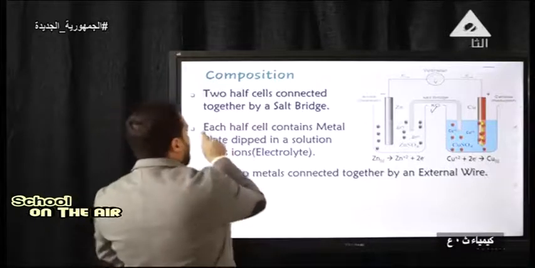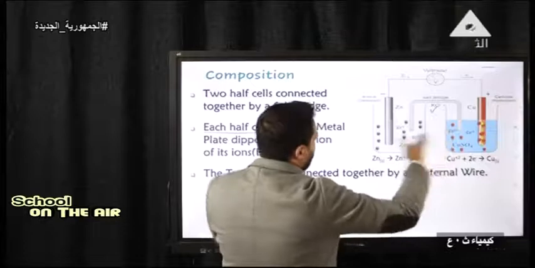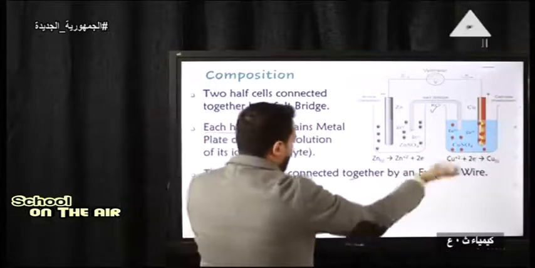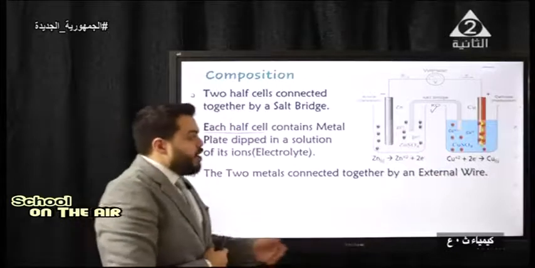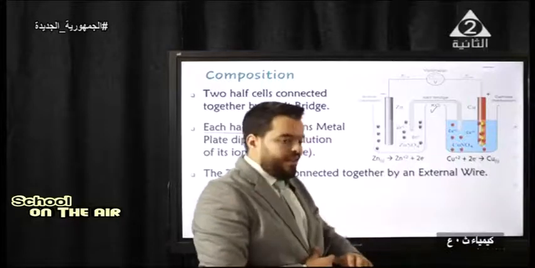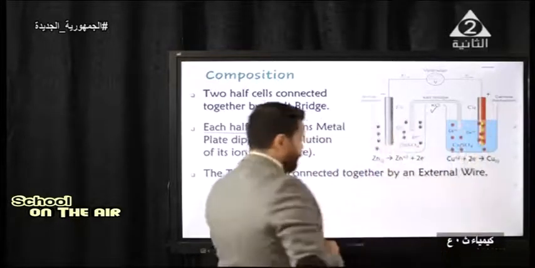Okay, you have two metals, and each metal is dipped in a solution of its ions. How? If you have zinc, you are going to dip it in a solution of zinc sulfate. And if you have copper, you are going to dip it in copper sulfate.